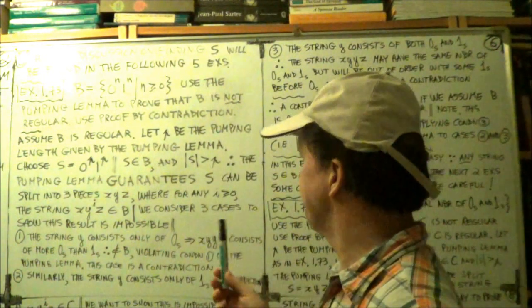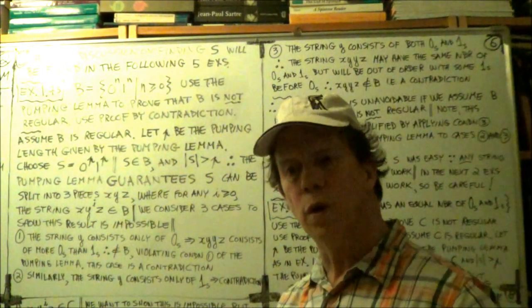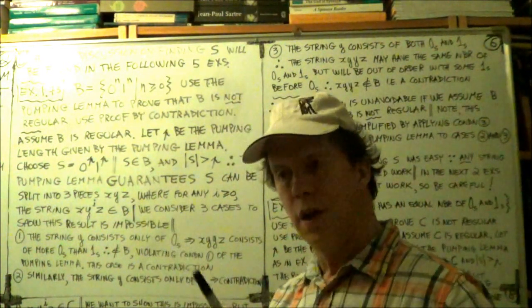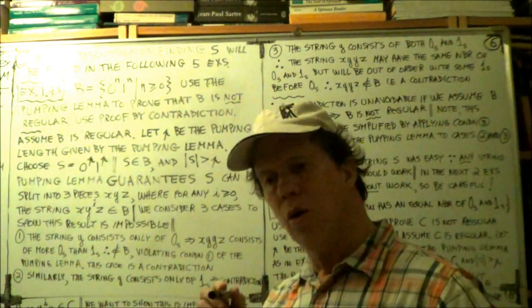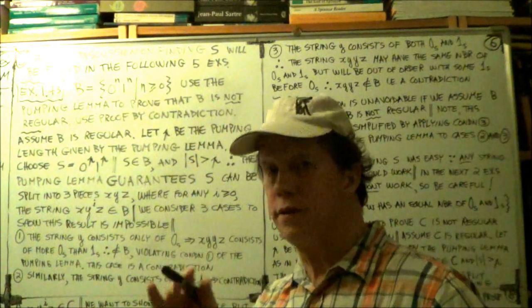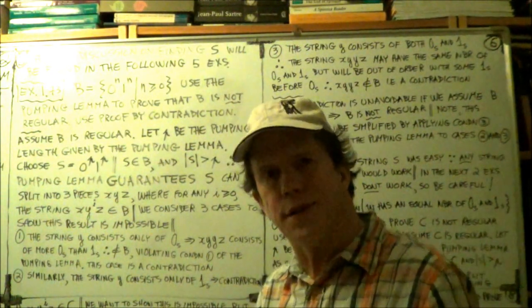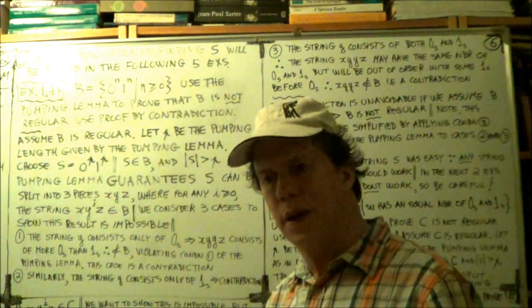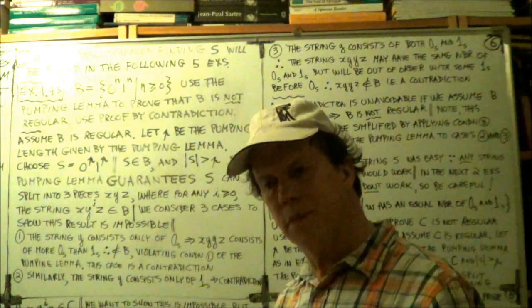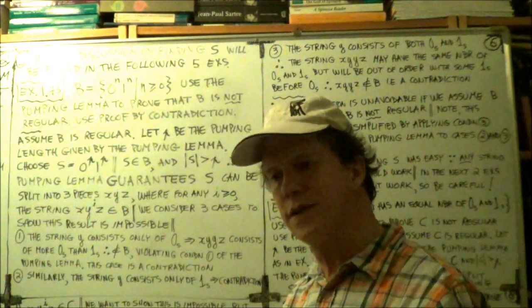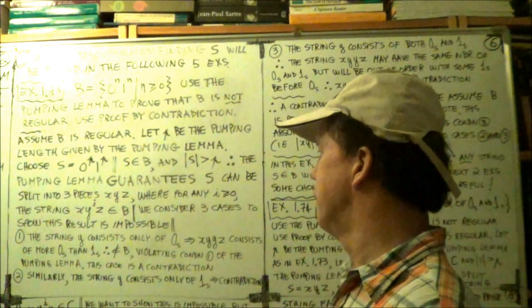Now y here could consist of all zeros, it could consist of all ones, or it could consist of a mix of zeros and ones. That's all the possible cases there are. So let's consider those three cases individually, one by one.